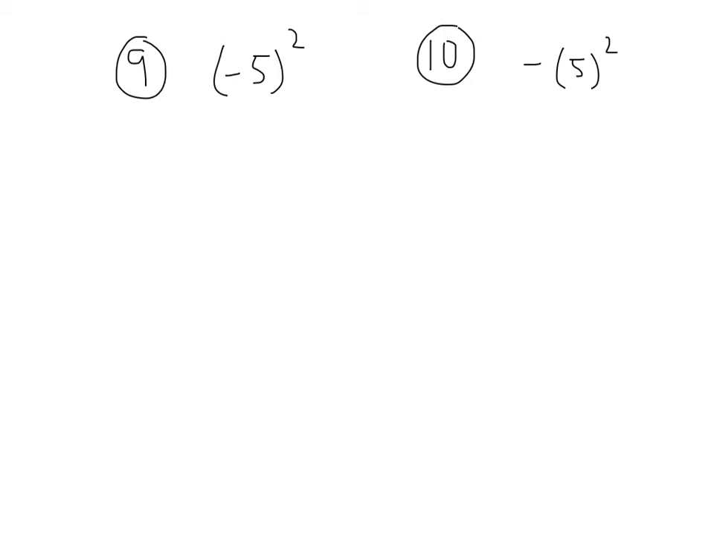Alright, let's talk about negatives. Negatives can be one thing that gets confusing with exponents. So let's think about what these mean. If I have the quantity -5 squared, this means -5 times -5. I have 2 factors of -5. So -5 times -5 is positive 25.